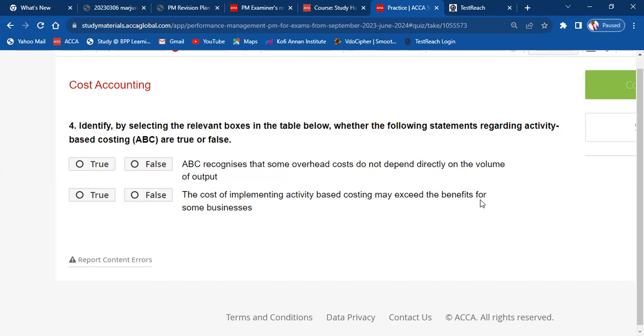ABC recognizes that some overhead costs do not depend directly on the volume of output. Of course, that's true. All right.